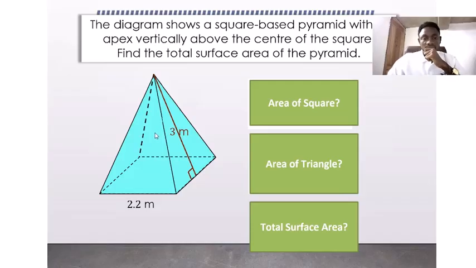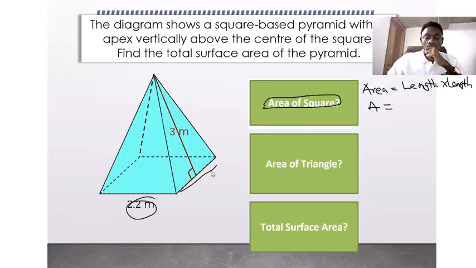So what we do is that first we need to find the area of the square. So the first question is, what is the area of the square? We know that area of a square equals length times length. The length is the same for all sides because a square consists of 4 equal sides. So 2.2 times 2.2 gives us 4.84. So area equals 4.84 meters squared. So this is the area for the square.